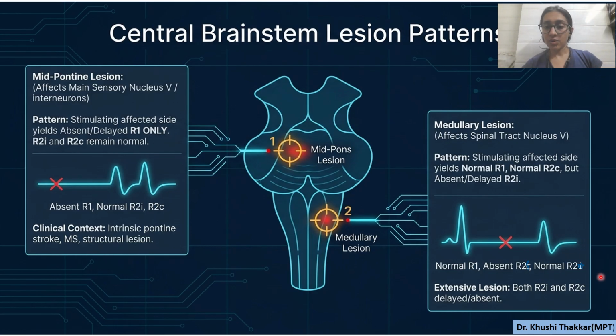Okay, so there is one more thing which we have to remember: if the lesion is very extensive, both R2 ipsilateral and contralateral are going to be delayed or absent because both R2s are being given by the spinal tract nucleus. Otherwise, R1 is going to be normal, with absent R2 contralateral and normal R2 ipsilateral.